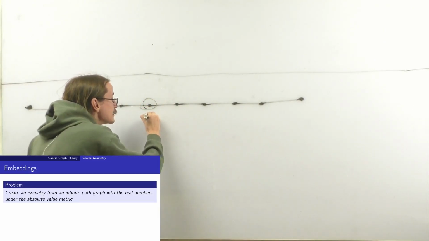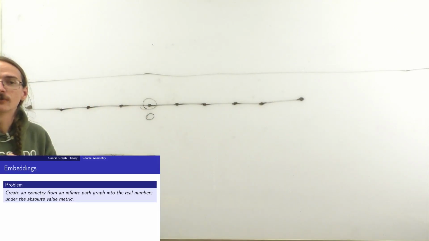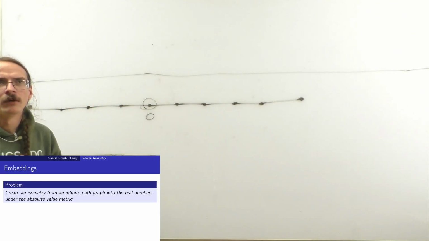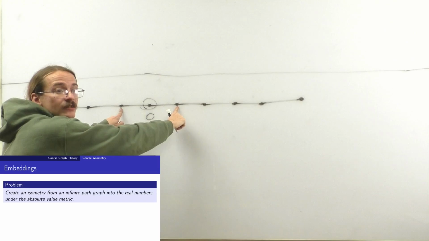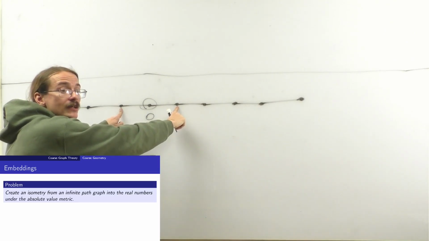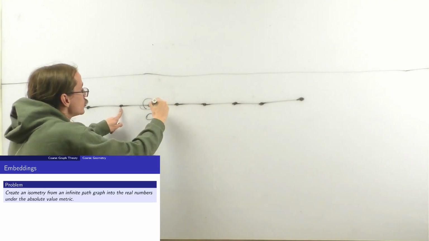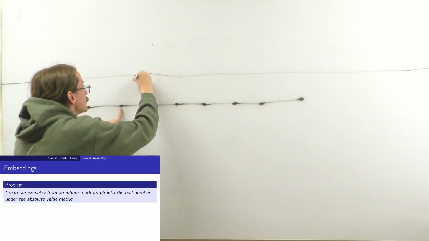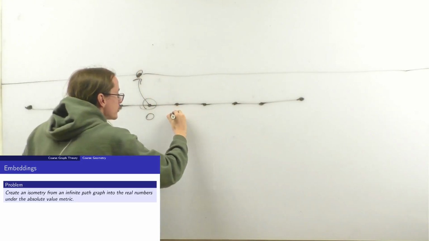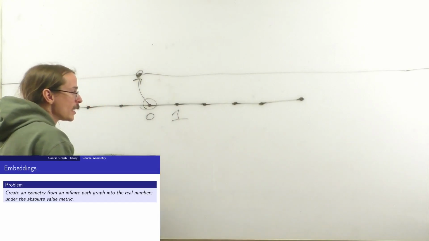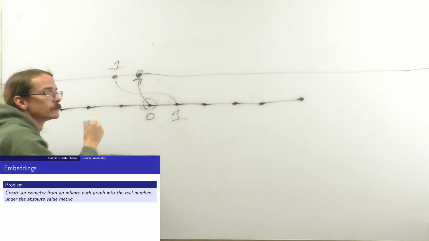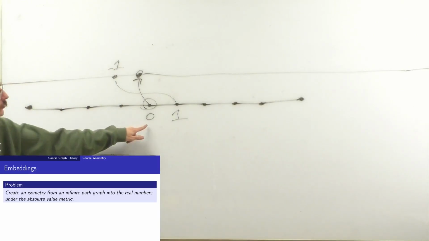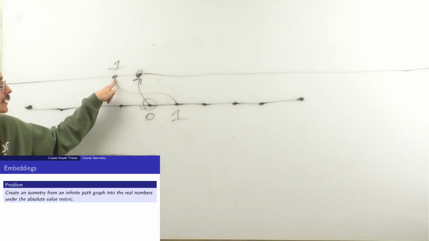Let's call this 0. If that's 0, well, next should be 1 or -1, right? Because there's only 2 points that are distance 1 away from this. One of them has to go to 1. The other has to go to -1. So 0 is going to go to 0. Let's call this one 1. And let's send it to -1.